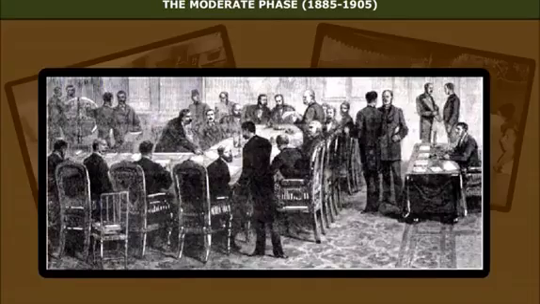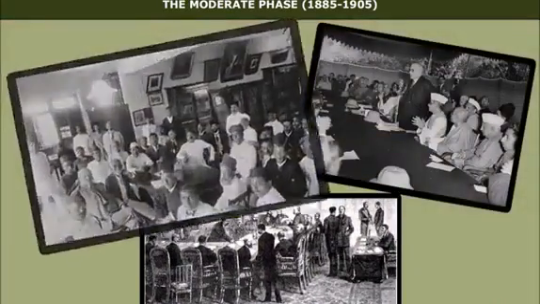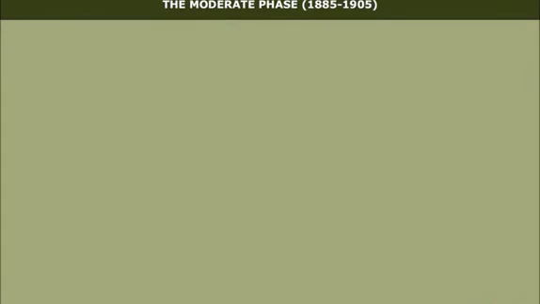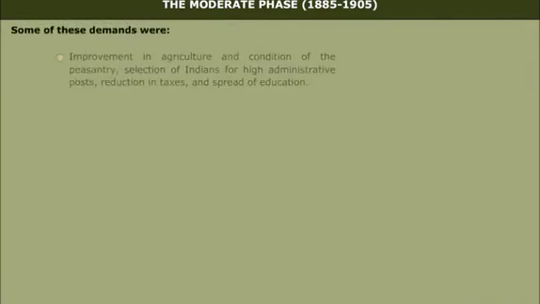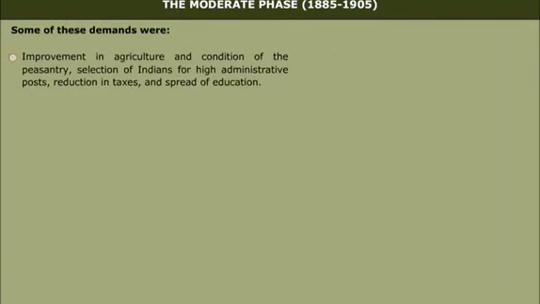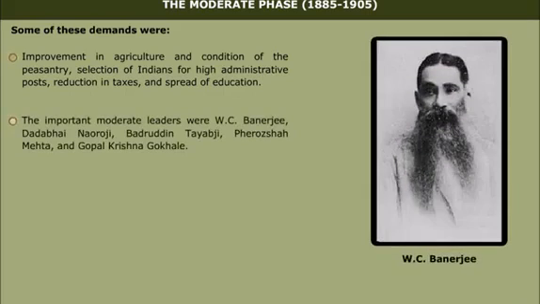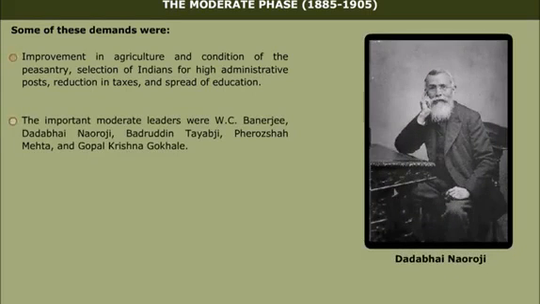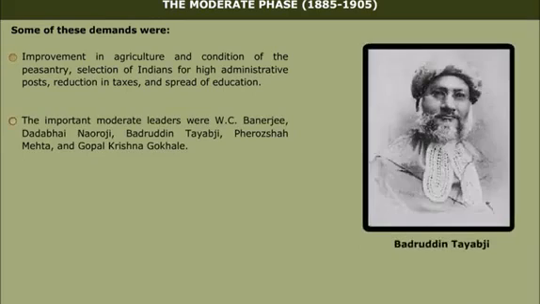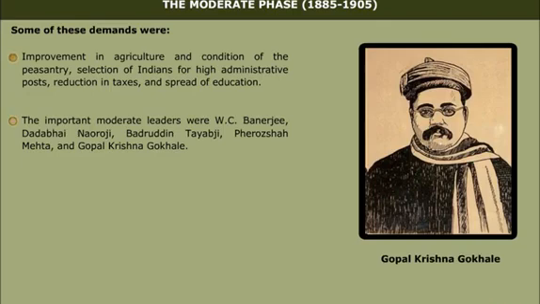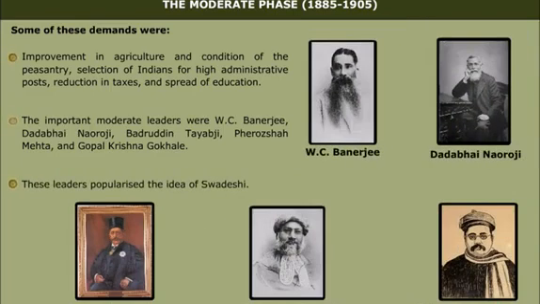When several demands of the Congress were accepted by the government, its popularity and membership increased. Some of these demands were improvement in agriculture and condition of the peasantry, selection of Indians for high administrative posts, reduction in taxes, and spread of education. The important moderate leaders were W.C. Banerjee, Dadabhai Naoroji, Badruddin Tyabji, Firoz Shah Mehta, and Gopal Krishna Gokhale. These leaders popularized the idea of Swadeshi.